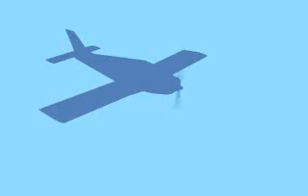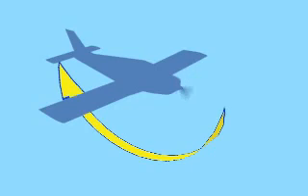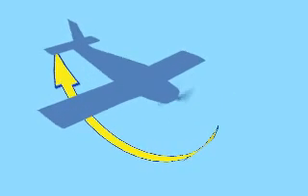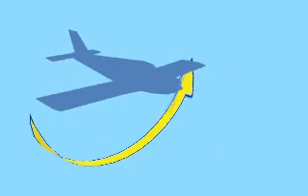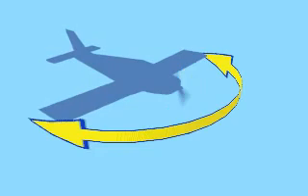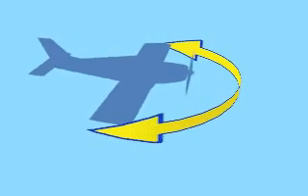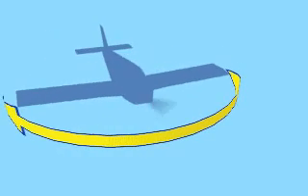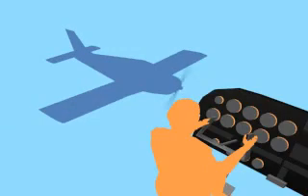An airplane has three basic movements: pitch, roll, and yaw. Pitch is the motion of a plane as its nose moves up or down. Roll is a plane's motion when one wing dips lower than the other. Yaw is a plane's motion as the nose turns left or right.